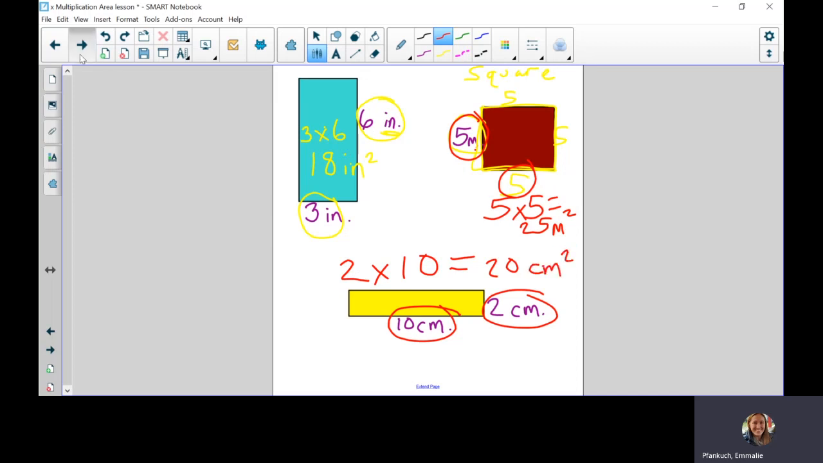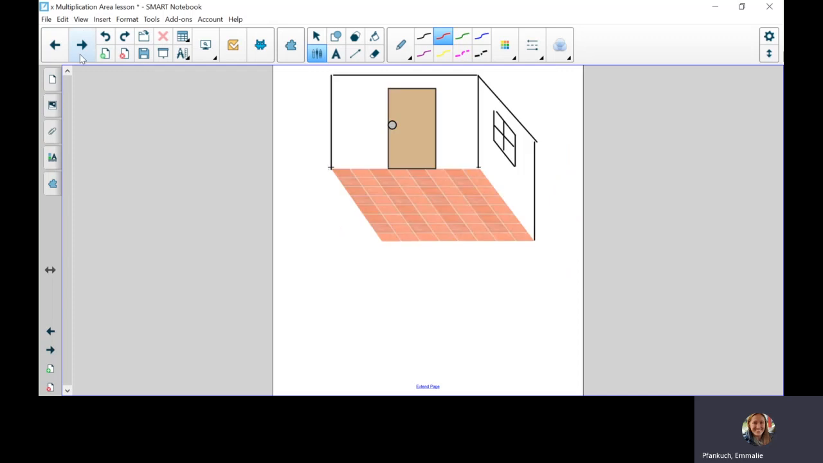Let's go back and look at the house that I have, and I want to figure out the square footage of this area so I can cover it with carpet. Each of these is 1 square foot. So I could go through and count every single one of these squares, but that would take quite some time. Instead, all I need to do is first count how wide it is. How many squares wide? So 1, 2, 3, 4, 5, 6, 7, 8. This floor is 8 feet wide.